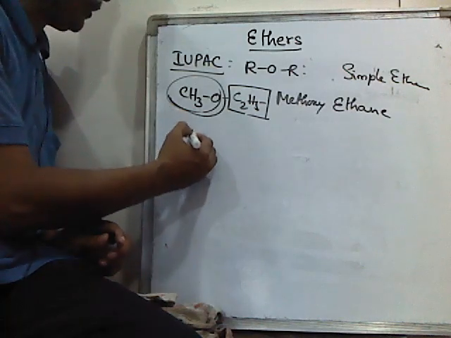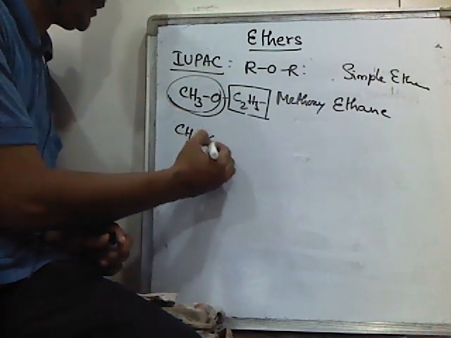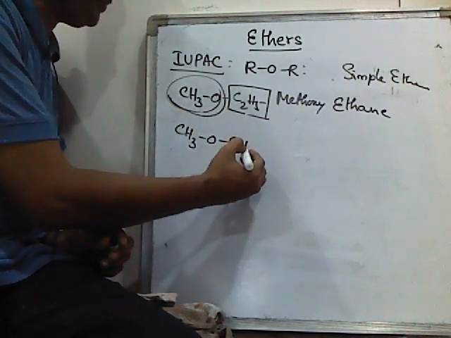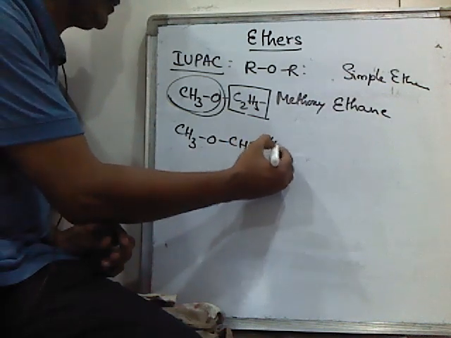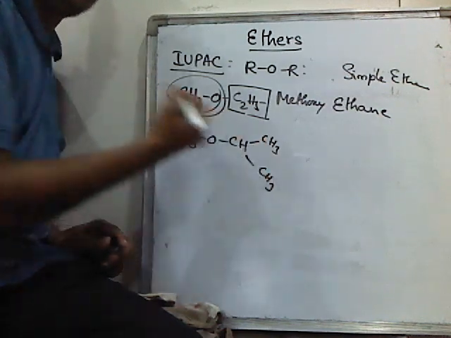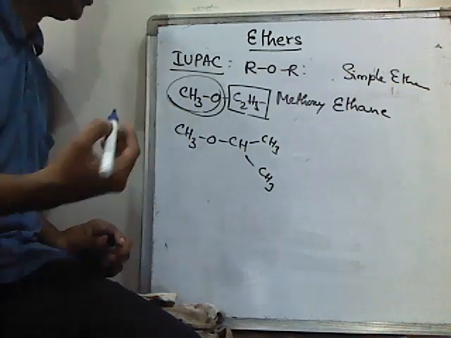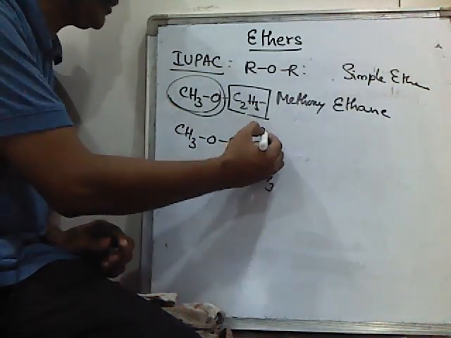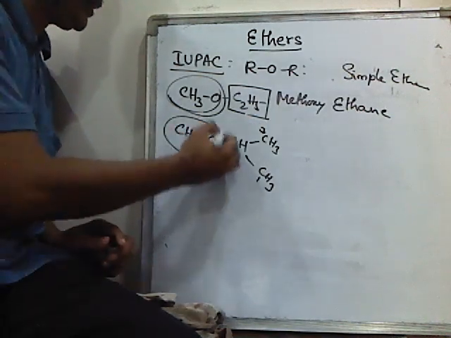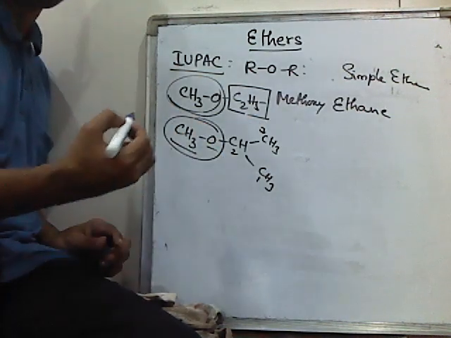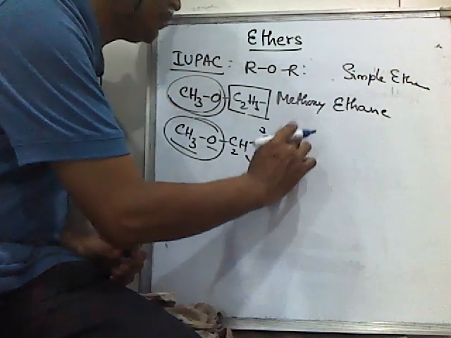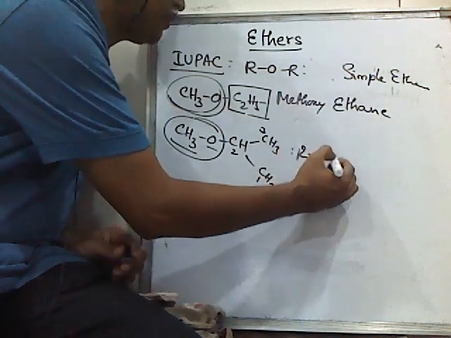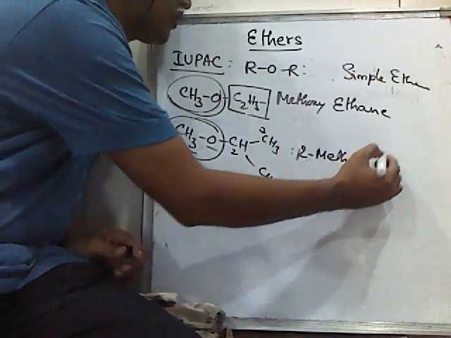For example, if you take this one, CH3O CH CH3CH3, here also two different alkyl groups are present. This is a mixed ether. Then 1, 2, 3. So this corresponds to methyl and oxygen, methoxy. That's why it has to be written 2-methoxypropane.